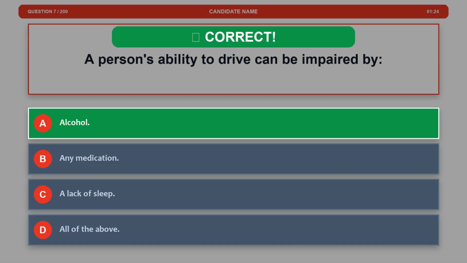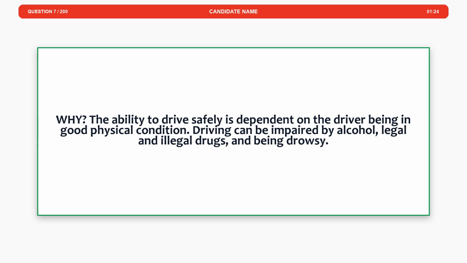The correct answer is option A. Alcohol. Explanation. The ability to drive safely is dependent on the driver being in good physical condition. Driving can be impaired by alcohol, legal and illegal drugs, and being drowsy.